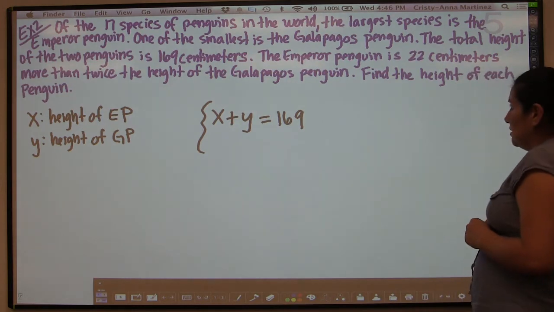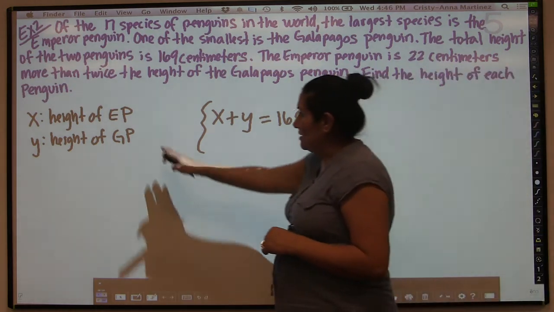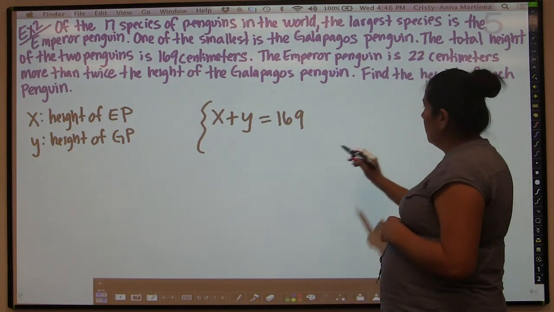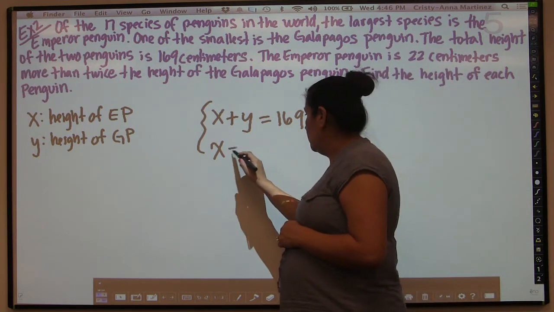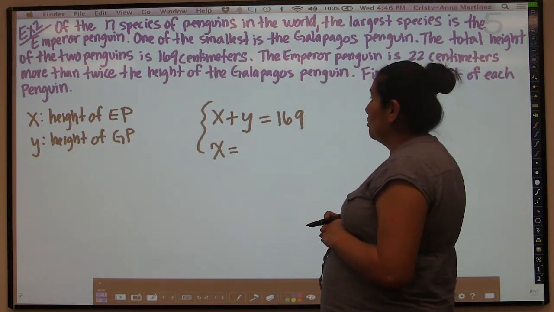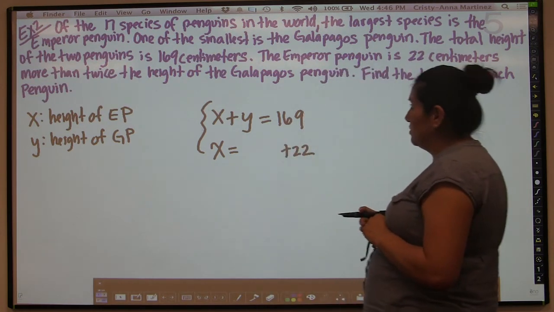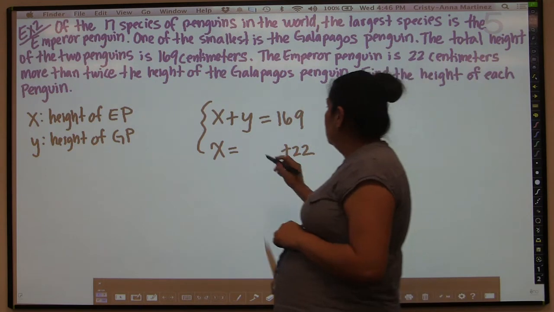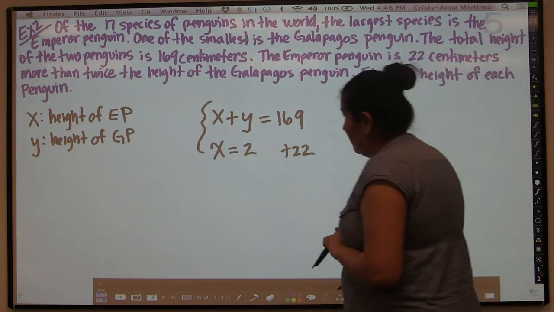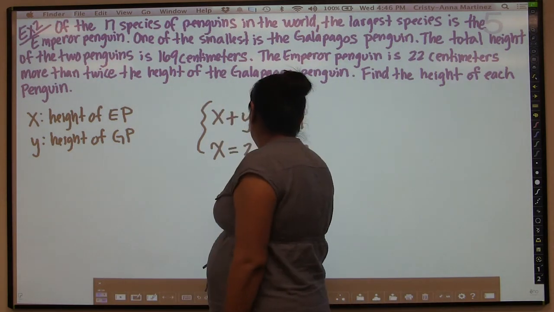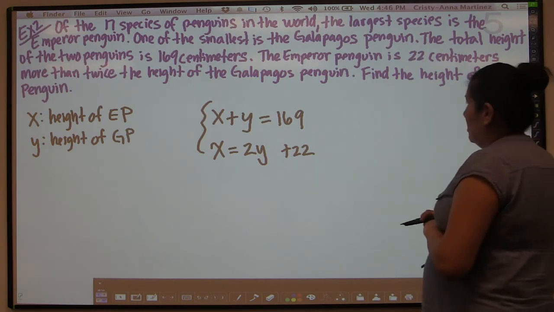The second equation is going to come from the 4th sentence, which says the emperor penguin, which we are claiming is x, is 22 centimeters more than. So we're going to add 22 to something. It's 22 centimeters more than twice, so 2 times something. Twice what? Twice the height of the Galapagos penguin. And the Galapagos penguin was y, so basically x is going to equal 2 times y plus 22. And then they want us to solve this system.